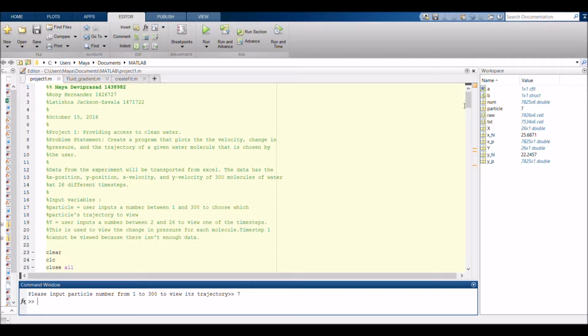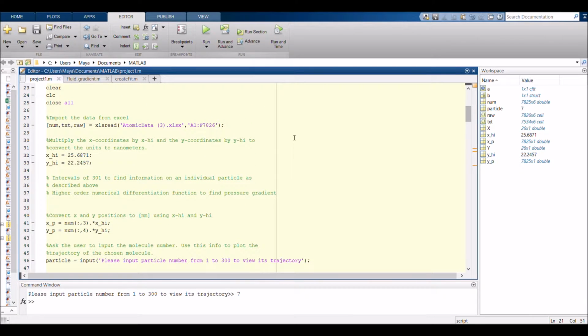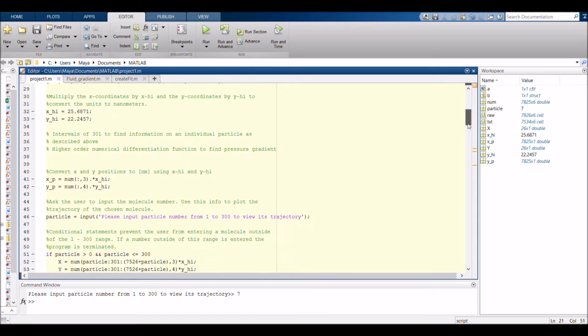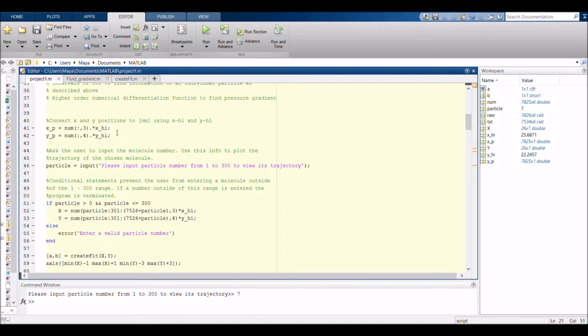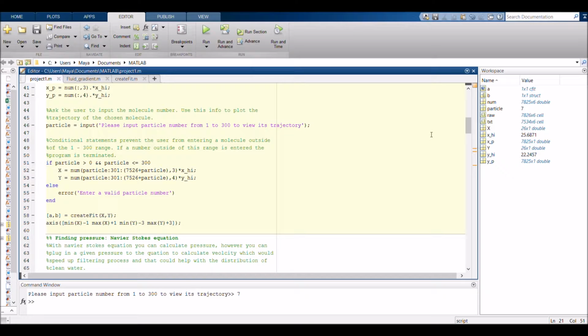Here we have our code. And as you can see, we first need to input our data from the Excel file. We then have the constants of x high and y high that we need to convert our data to nanometers. Here we convert it to nanometers using x high and y high. We then ask the user to please input a particle number from 1 to 300 to display its trajectory.